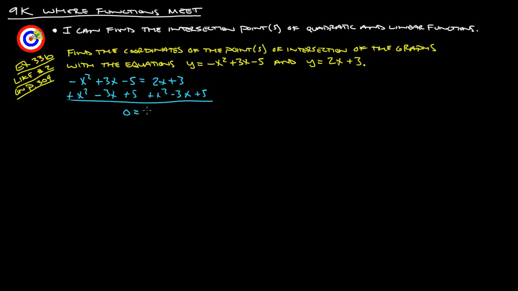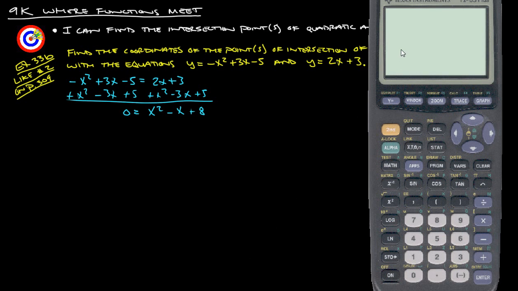All right, so we get 0 equals x squared, 2x minus 3x is negative x, and 3 plus 5 gives us 8. Now you say, what are the factors of 8 that add up to negative 1? There aren't any. So you can't actually factor this out. So we can do a couple different things. We could enter this into the quadratic formula and solve it, or we can do what they are asking us to do, and plug it into the graphing calculator and see what we get.